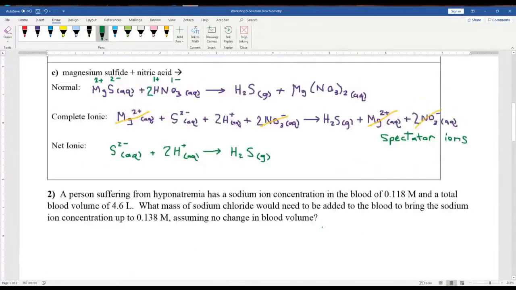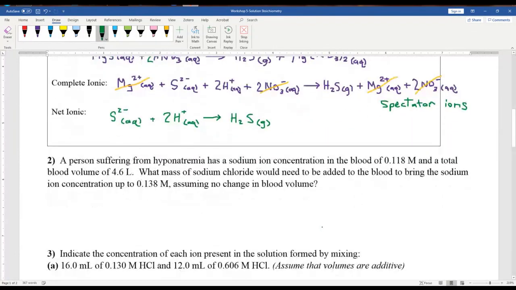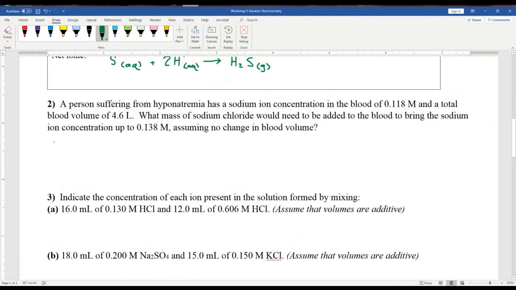All right, cool. So that brings us to molarity. Now, molarity is the most common type of concentration that we deal with in chemistry, and it is also one of the most useful by far. Molarity is the number of moles of solute, or moles of dissolved substance, divided by the liters of solution.